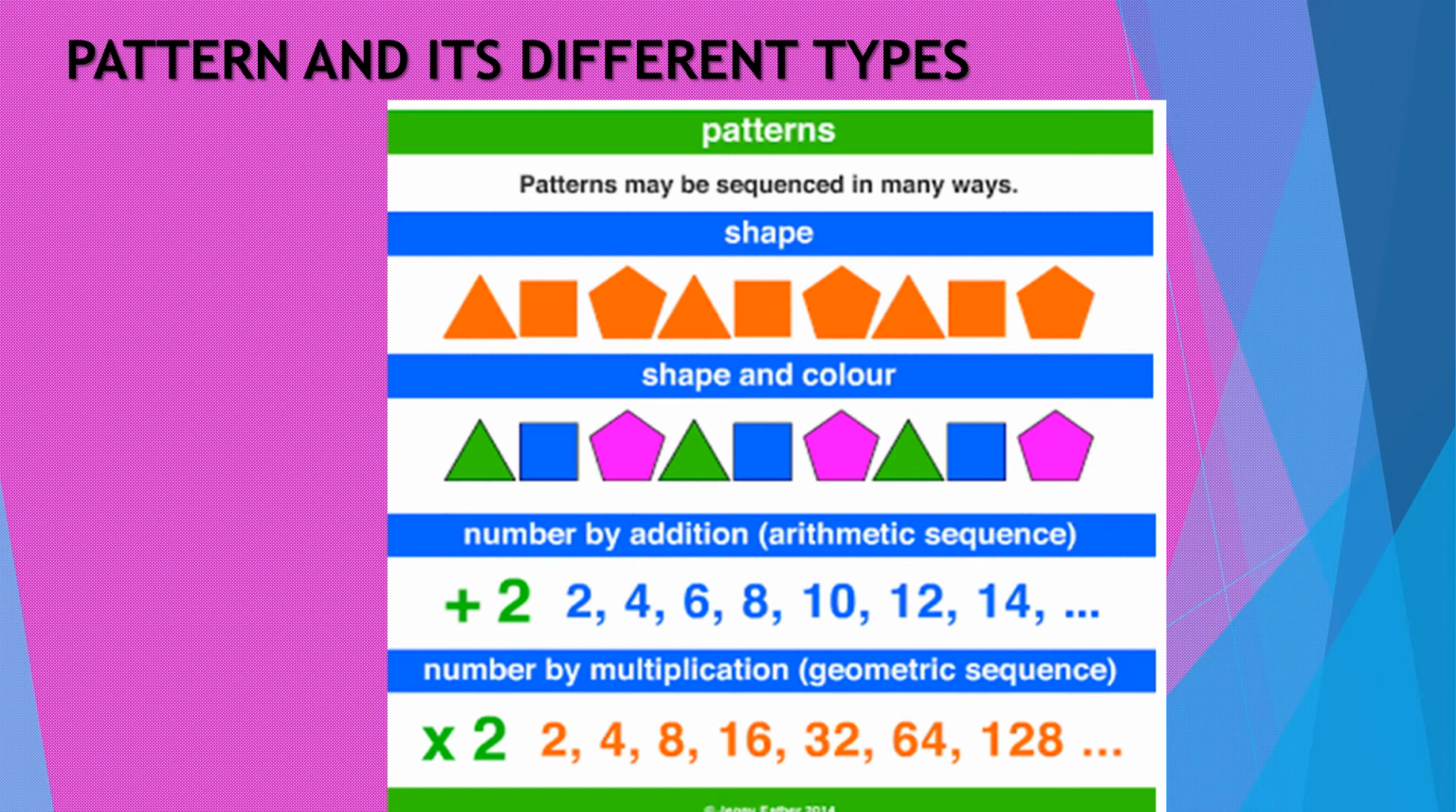a pentagon. It could also be a pattern of a shape and color, as in the example given here, the colors green, blue and magenta keep repeating. Another type of pattern could be an addition pattern or an arithmetic sequence, for example, skip counting by twos, or it could also be a multiplication pattern, for example, 2, 4, 8, 16 and so on.